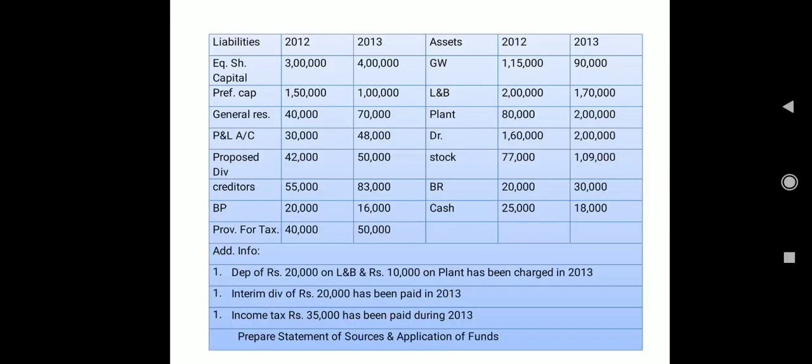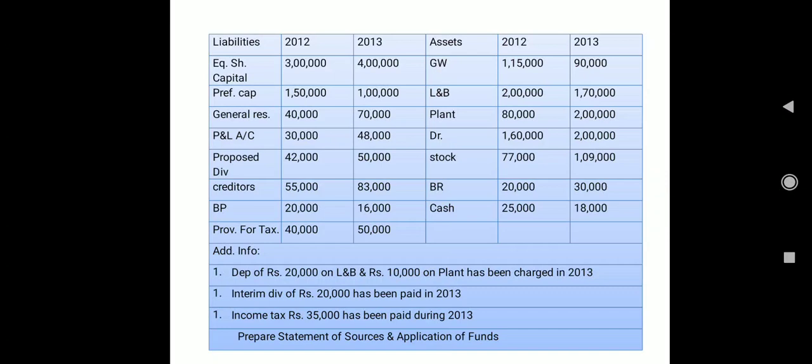Okay, so let's take a question or problem. This is the question of the day. Just assume that this is a balance sheet of ABC Limited, because we need to work with the amounts and details available here. The name doesn't matter right now as a student. So this is a balance sheet where we have the liabilities, the assets, and some additional information.